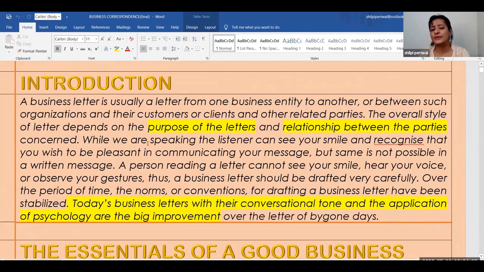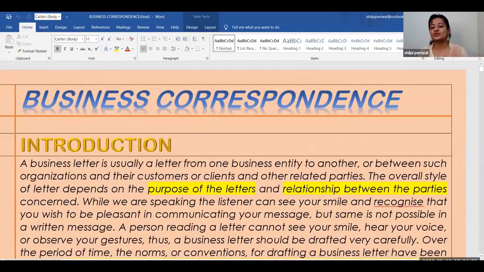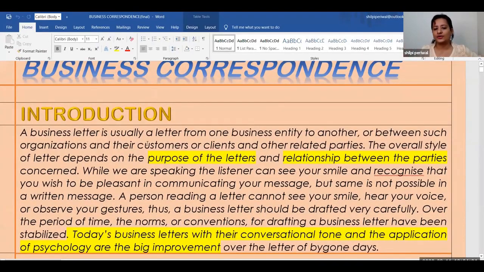See, business correspondence is basically when two businesses give letters to each other, no? For the correspondence. Correspondence is what? You all know what correspondence is, right? Exchanging letters, information, all those things. That is correspondence. So we are going to talk here about business correspondence.